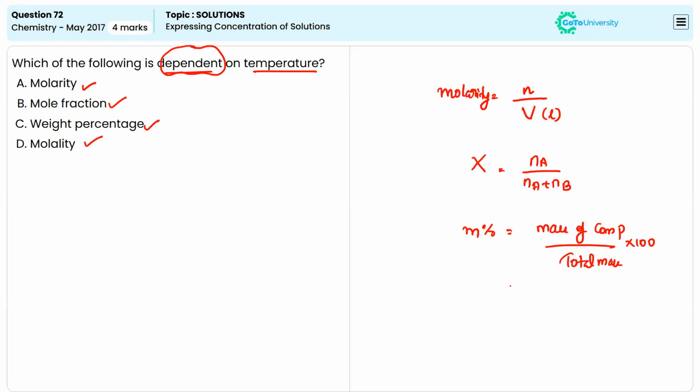Now coming to the molality, that is the number of moles of solute present in 1 kilogram of the solvent. Here we have to consider the mass of the solvent. So in all these four different factors, we can see only the molarity is depending on the volume of the solution. The mass and number of moles will not be affected by the temperature, but the volume of the solution will be affected by the temperature. It means the molarity will also be affected, but mole fraction, molality, and weight percentage won't be affected by the temperature. So the correct answer is option A, molarity.